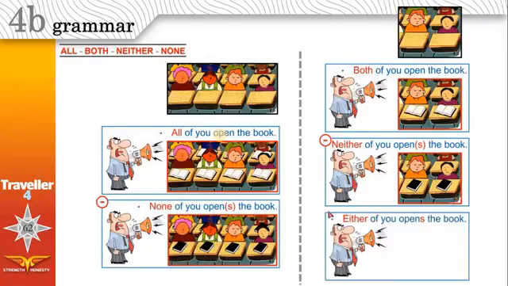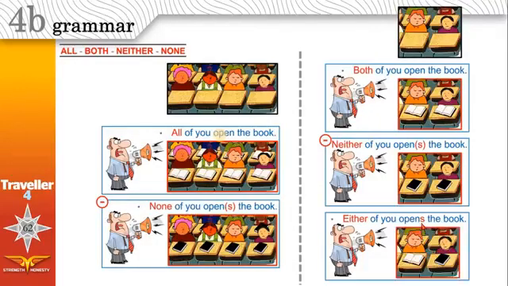Lastly, we have either. Either of you opens the book. Now the verb here is singular only. That means the teacher wants one of them to open the book. It doesn't matter who. This boy or this boy. It doesn't matter. He only wants one. Okay, we have finished the first grammar.